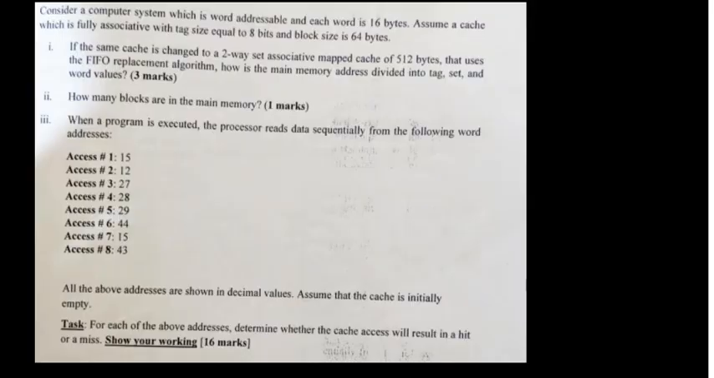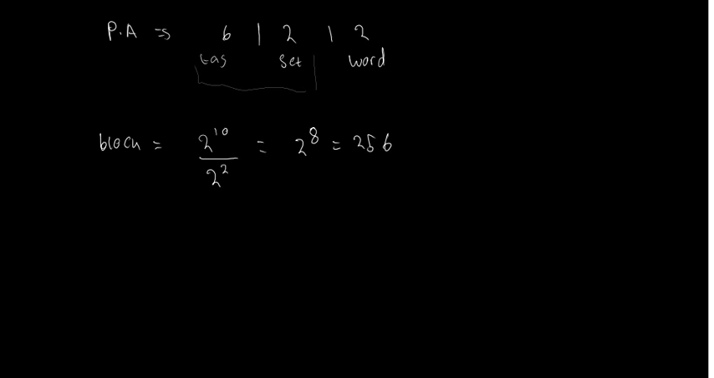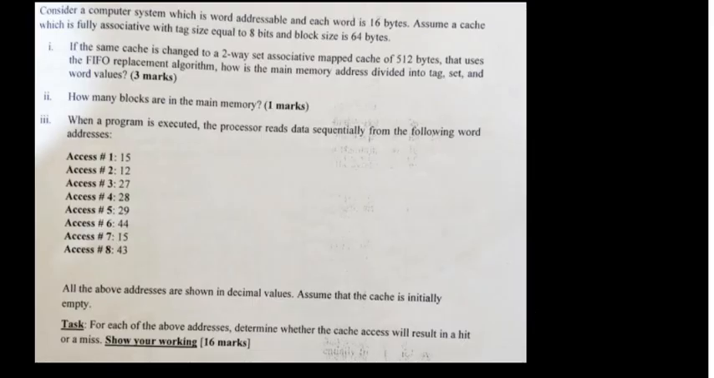So that's how we calculate this one over here. Okay, so we've talked about how to find the physical address split, and then how to calculate the number of blocks. Now we're going to go into this part of the question, which is when the program is executed, the process reads sequentially, right? It reads these as follows.